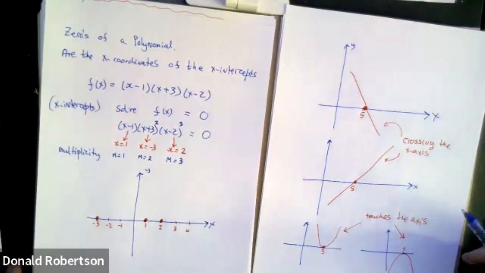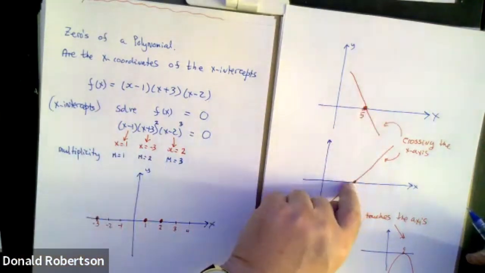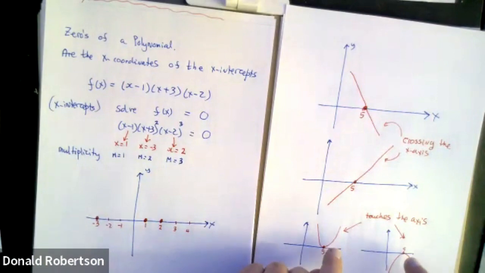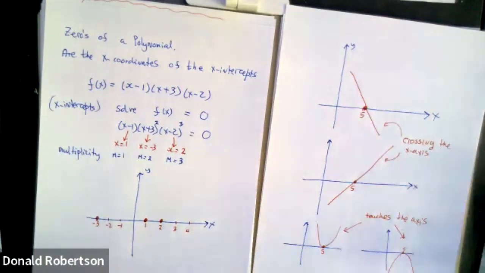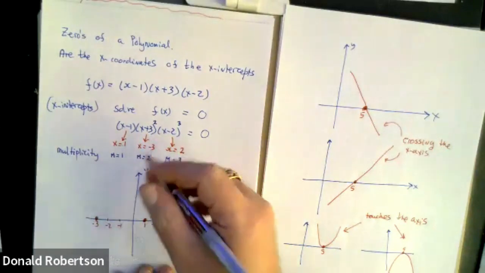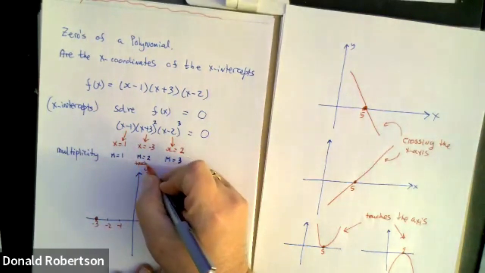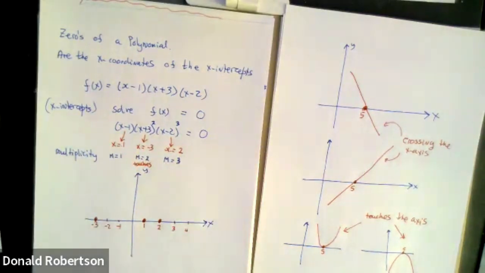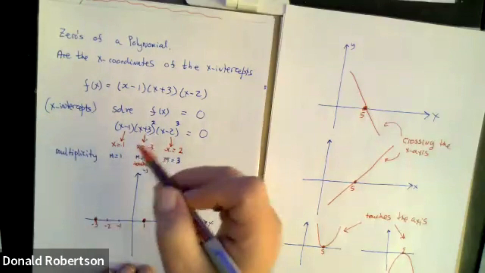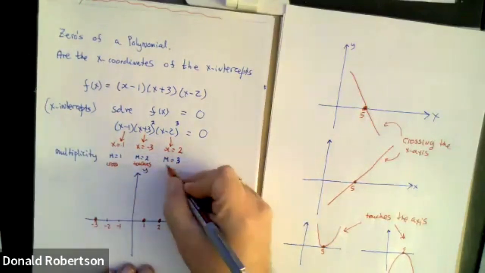So how does multiplicity tell us whether it's a cross situation or a touch situation? Well, it's actually quite simple. If the multiplicity is even, like 2, 4, 6, then the zero or the x-intercept touches the x-axis. If the multiplicity is 1, 3, 5, then we say that it crosses.